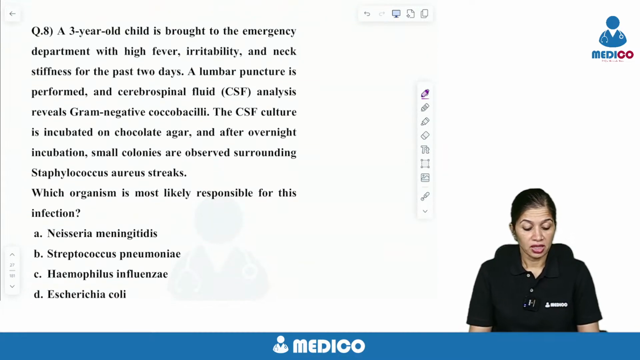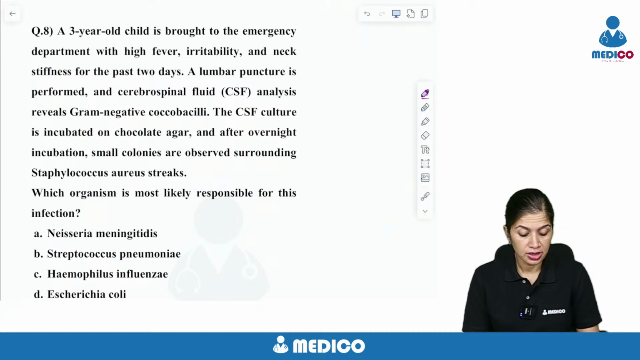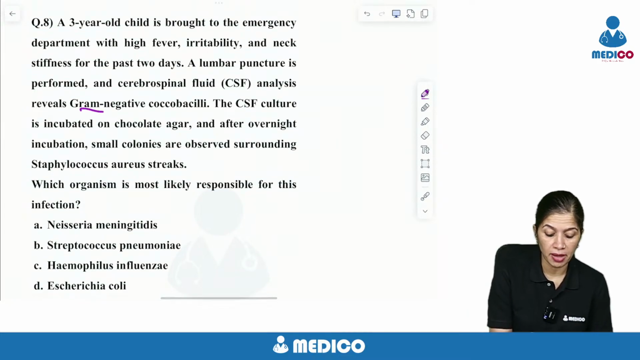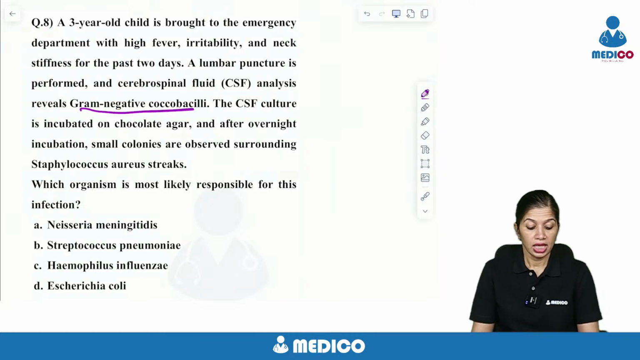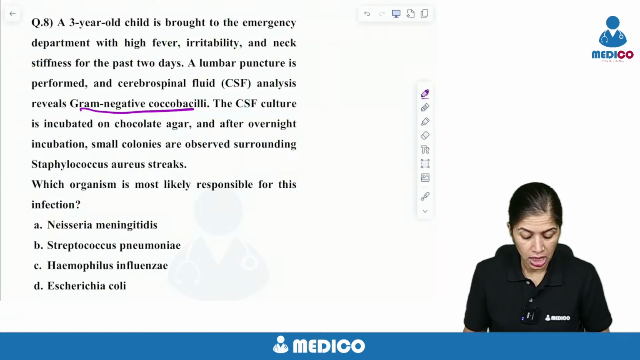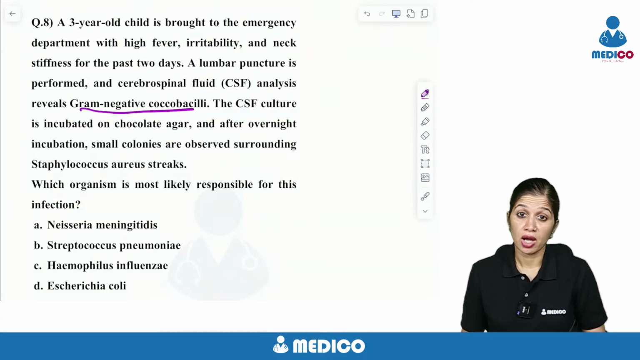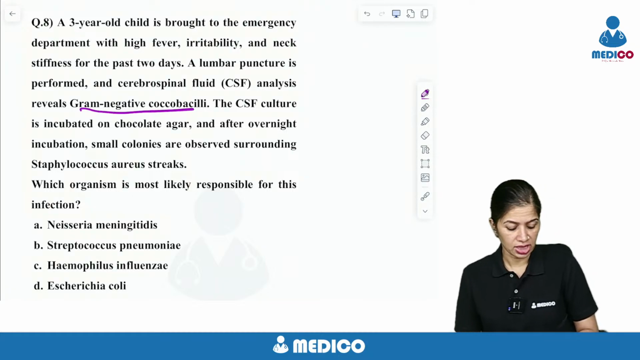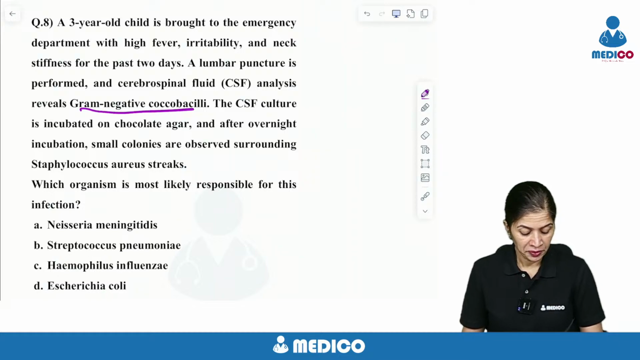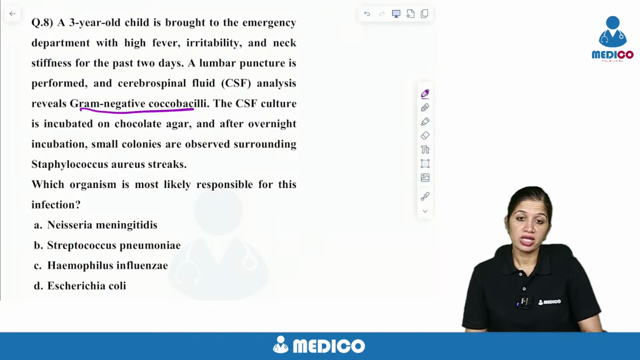The next question: a 3-year-old child is brought to the emergency department with high-grade fever, irritability and neck stiffness for the past 2 days. A lumbar puncture has been performed and the CSF reveals gram-negative coccobacilli. The CSF culture is incubated on chocolate agar, and after overnight incubation, small colonies are observed surrounding the Staphylococcus aureus streaks. Which organism is most likely responsible for this infection? Is it Neisseria meningitidis, Streptococcus pneumoniae, Haemophilus influenzae, or E. coli?